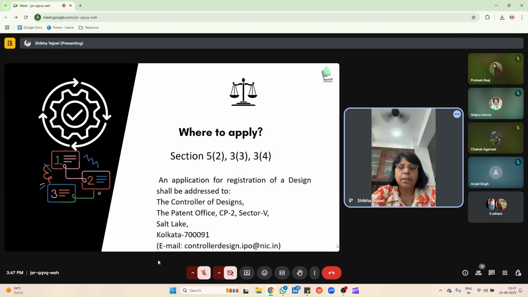What documents? Number one will be your original POA, wherein the applicant has given his signature on the power of authority, along with Form 1. And if it is a priority application, then the original priority document also has to be submitted to the design office. The time period for this: suppose we do the e-filing today, then within 15 days from today, the original documents have to reach the design office, Kolkata.